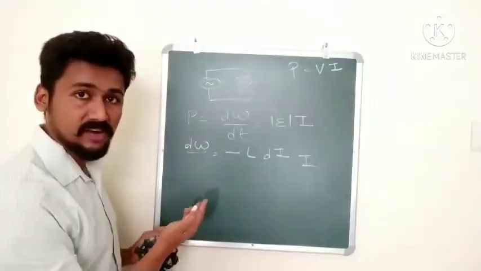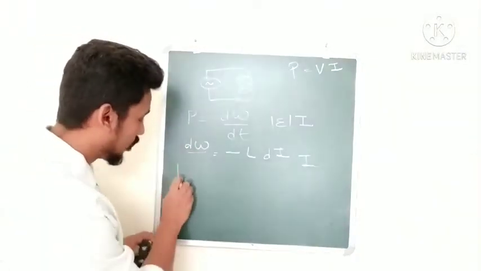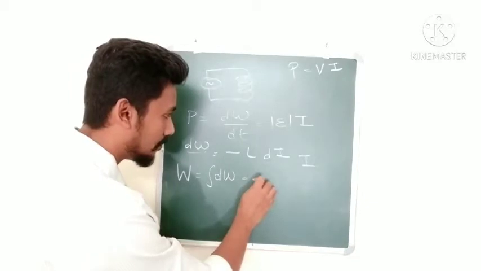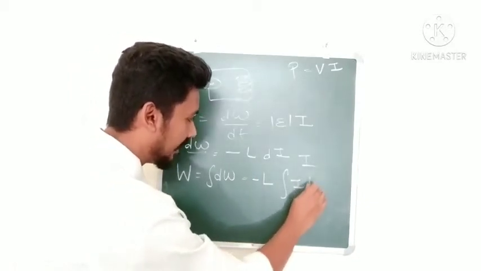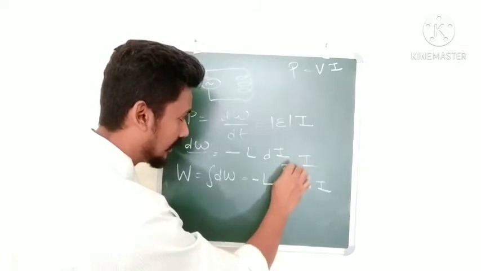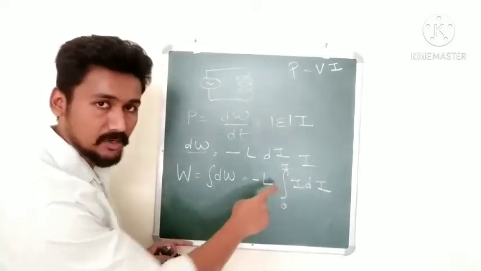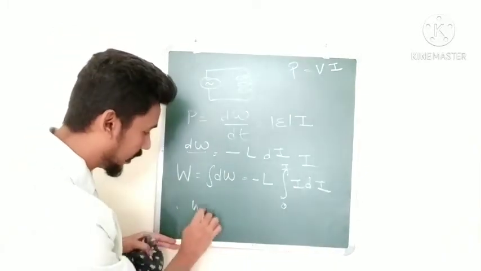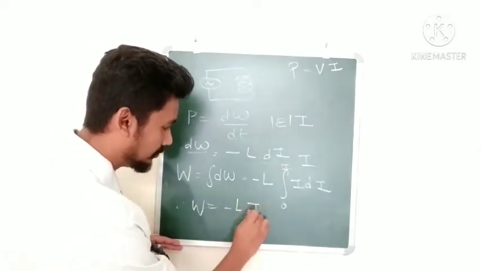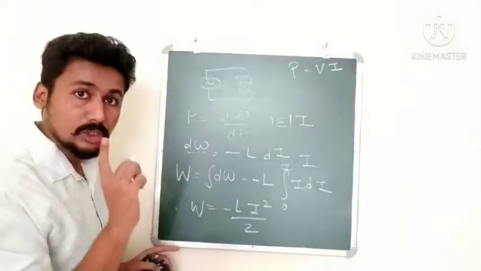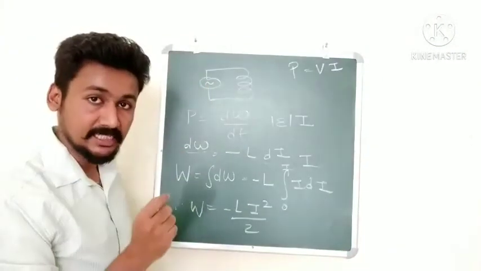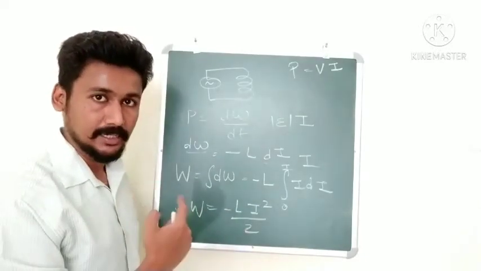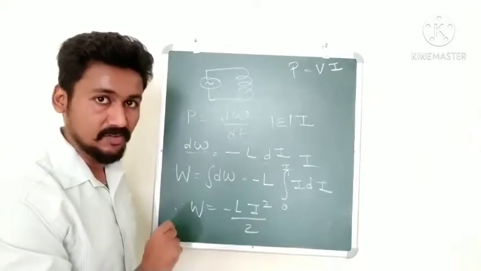Now to find total work done, we have to take the integral, right? So we will get total work done W is equal to integral of dW, which is equal to minus L integral of I di, where I goes from 0 to capital I. And how much is integral of I di? Integral of I di is nothing but I square by 2. So therefore work done is equal to minus L I square by 2. So this external power supply that we attached will have to do a work of minus L I square by 2 to pass the current. Okay, so that is what we understand from this derivation.